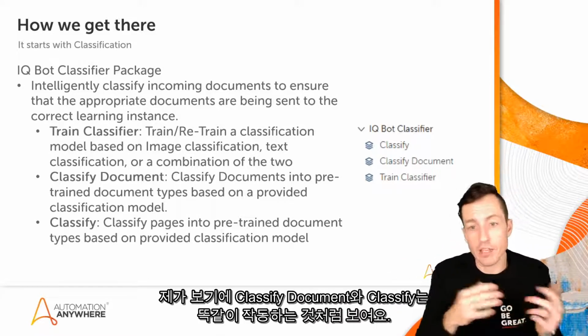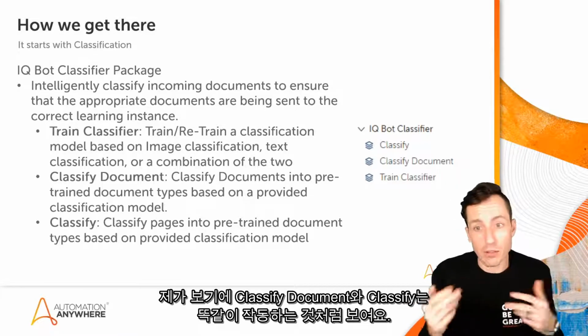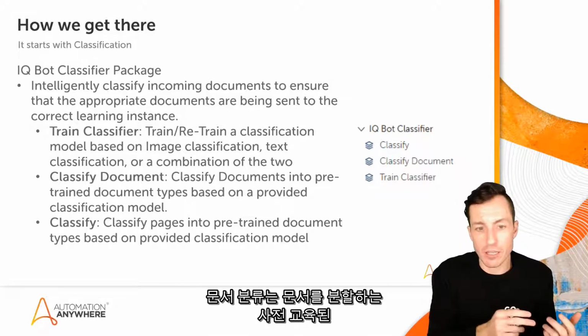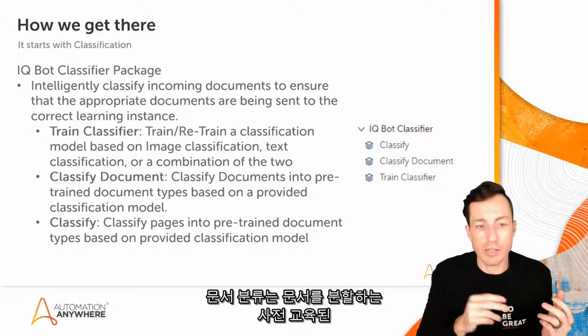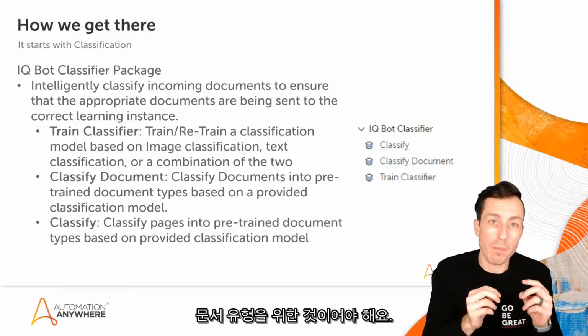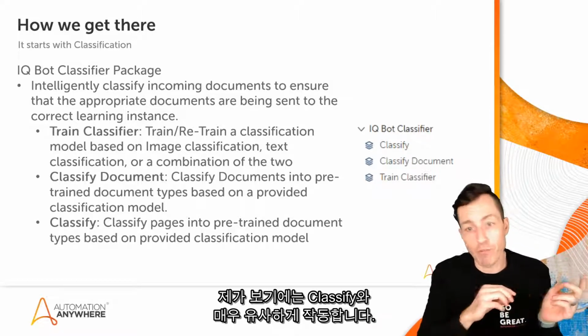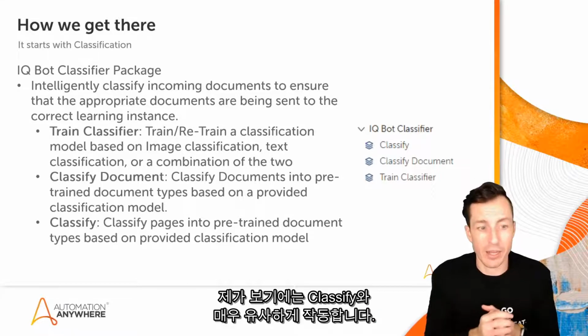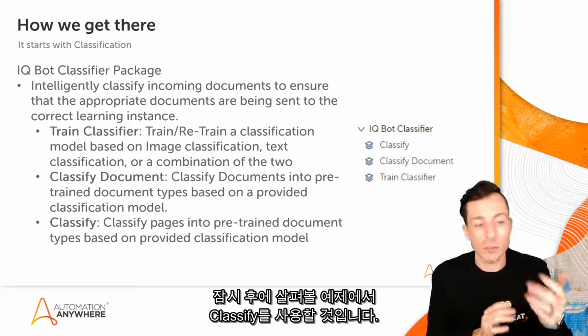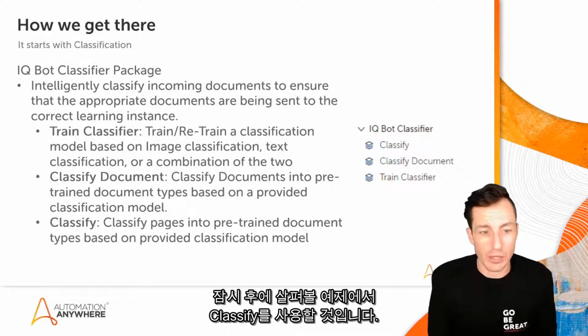Honestly, classify document and classify, to me, they look like they work the exact same. Classify document is supposed to be for pre-trained document types, splitting up documents. From what I've seen, it works very similar to classify. So you can use both of those. We'll be using classify in the example we're going to look at here in a bit.